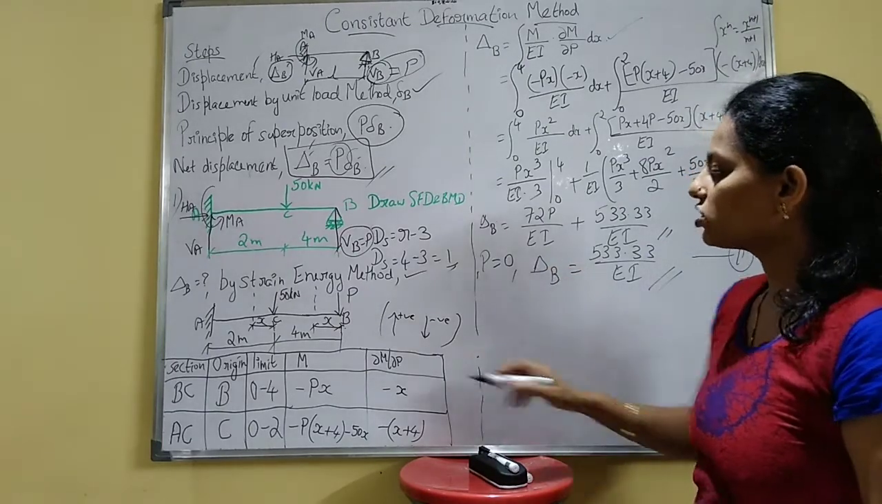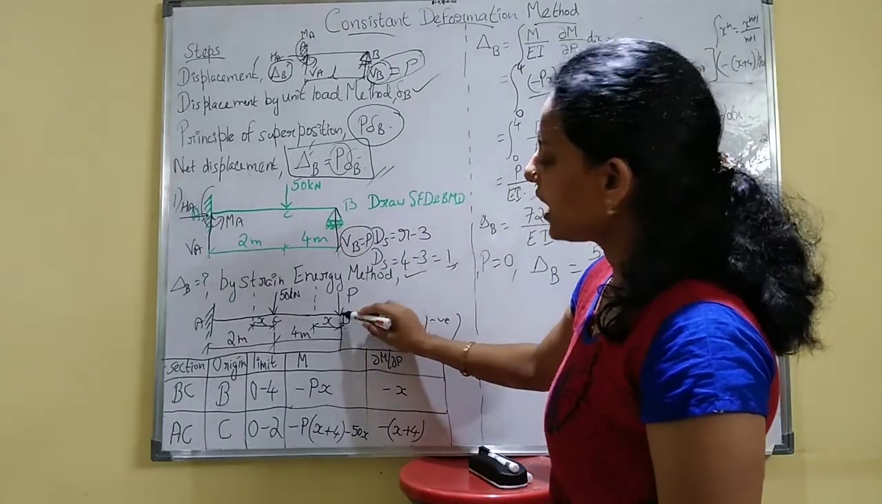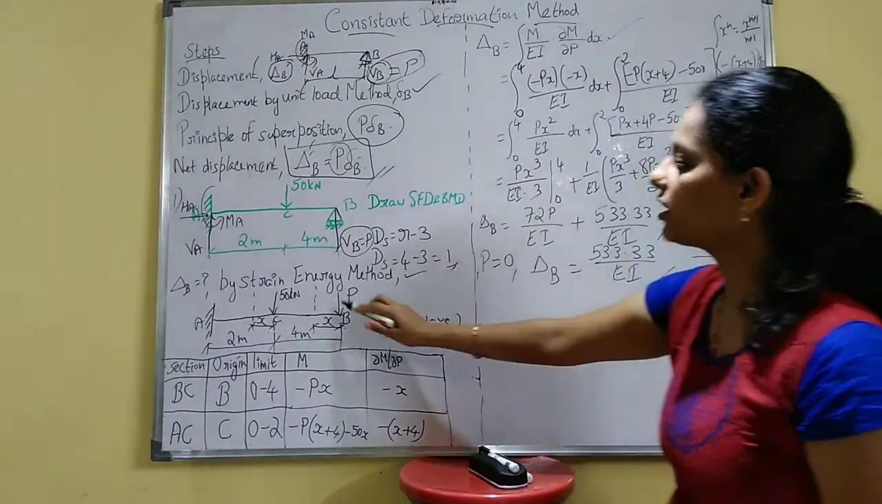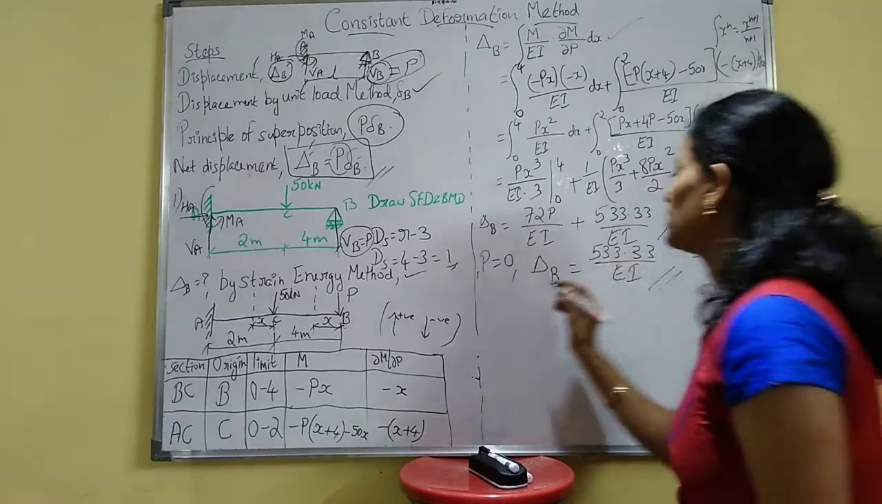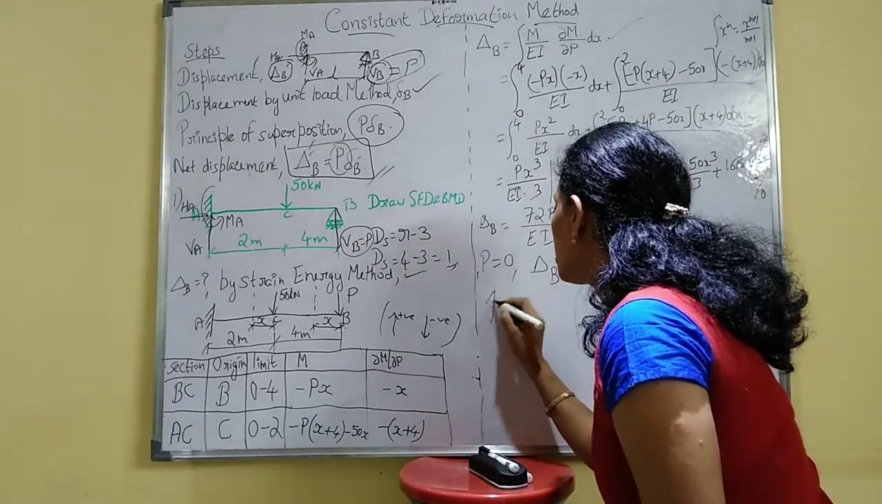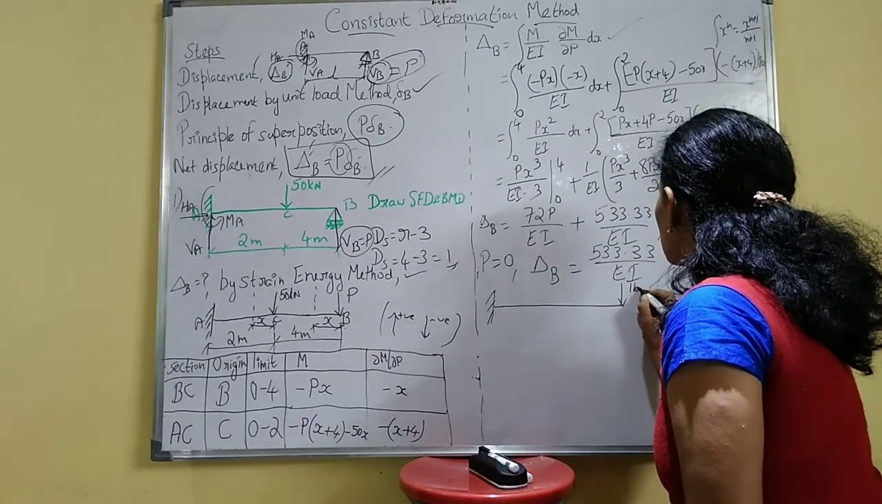Next, to find out small delta B, what you have to do? Remove all the load and apply a unit load at the point B, or where you have to find out the displacement. So remove all the load and apply the point load at point B.